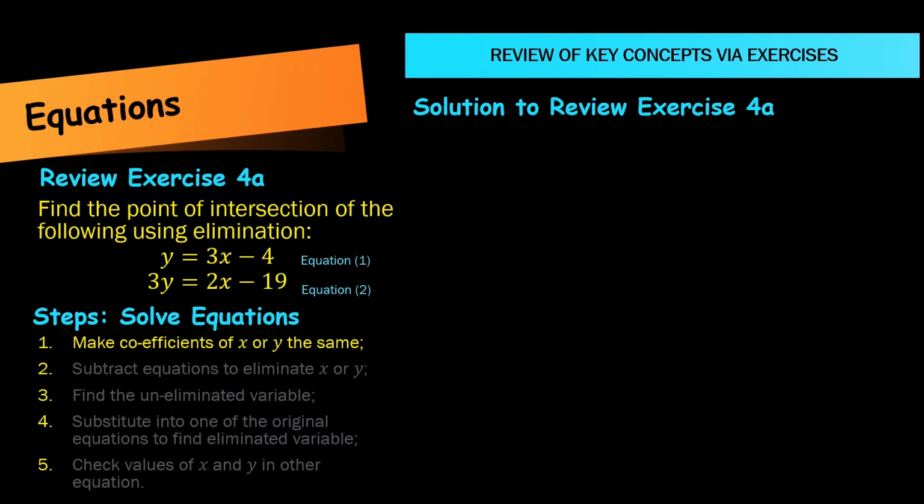We are required to find the point of intersection of the following equations using elimination. y equals 3x minus 4 and 3y equals 2x minus 19. So remember that we are either required to make the coefficients of x the same or the coefficients of y the same. So we will proceed to make the coefficients of y the same. If we multiply equation 1 by 3, we obtain 3y equals 9x minus 12.